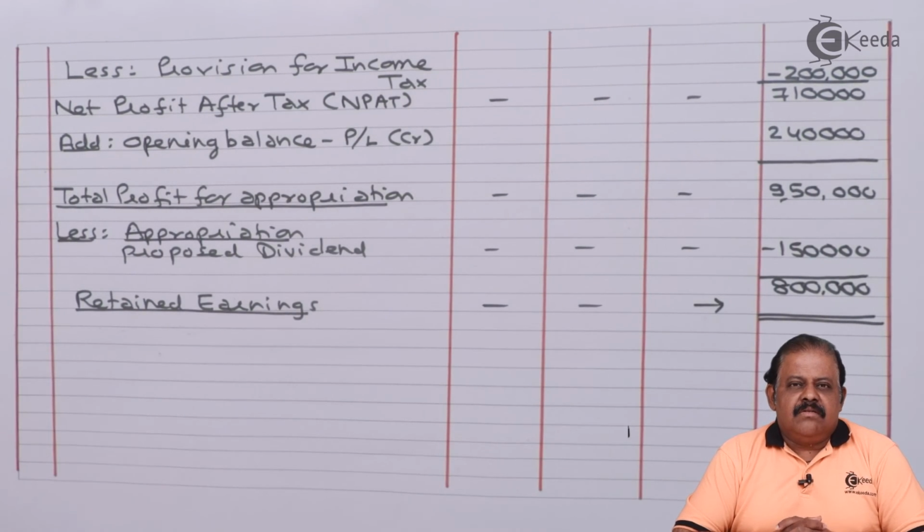In this question, we have understood how to prepare a vertical income statement where the actual horizontal trading profit and loss account is not given.